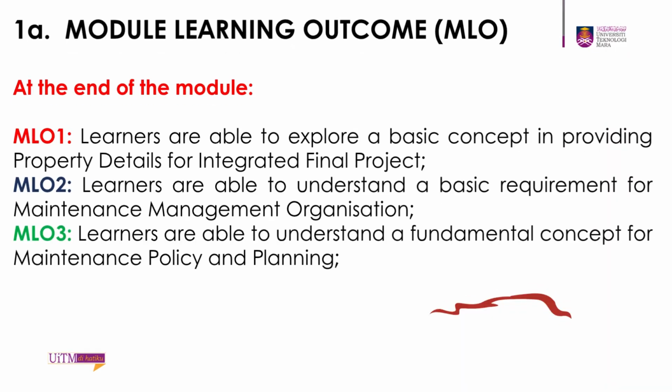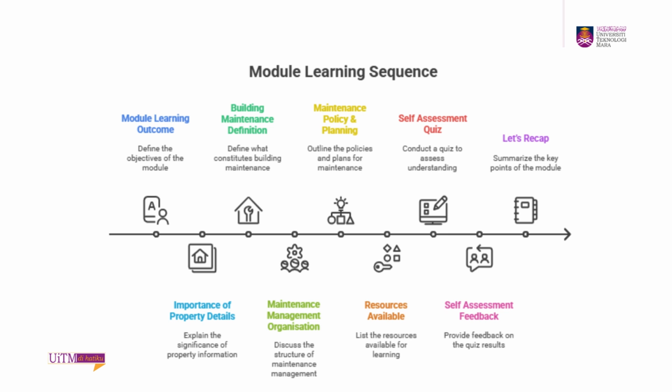1A. Module Learning Outcome, MLO. At the end of the module, MLO 1, learners are able to explore a basic concept in providing property details for Integrated Final Project. MLO 2, learners are able to understand a basic requirement for Maintenance Management Organization. MLO 3, learners are able to understand a fundamental concept for maintenance policy and planning.